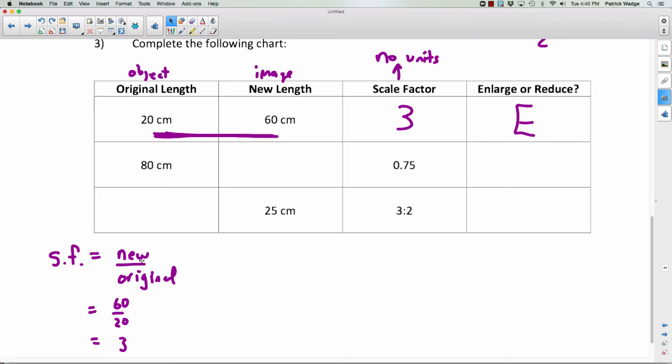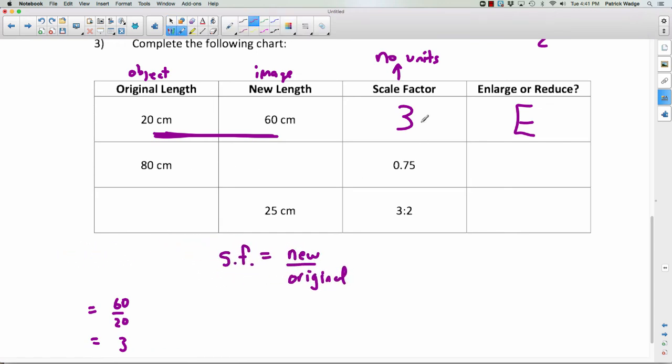All right, the second one, same formula. I'll move it over here. We know the scale factor this time. It's 0.75. So I'm going to write that down, 0.75. Do we know the new? No, we don't. Well, why don't I call that n for new? Do I know the original? Yeah, I do. It's 80. There we go.